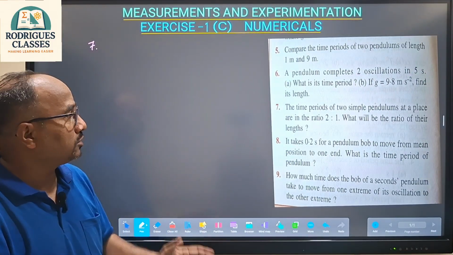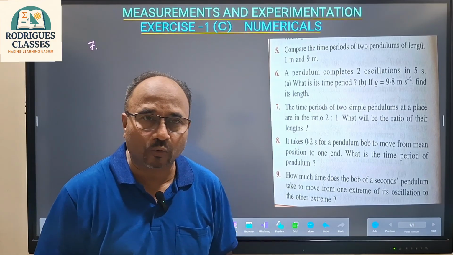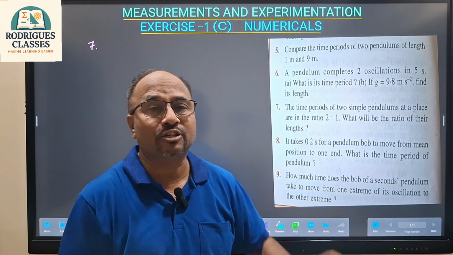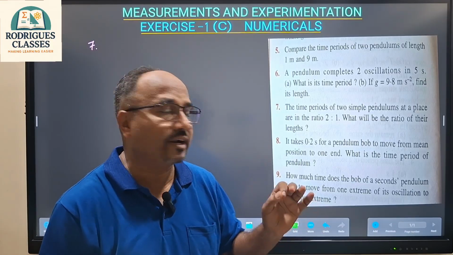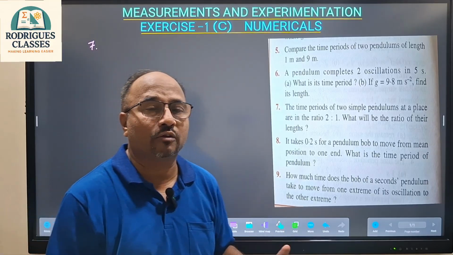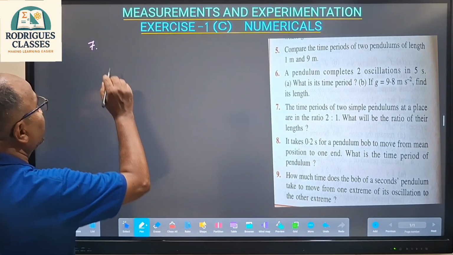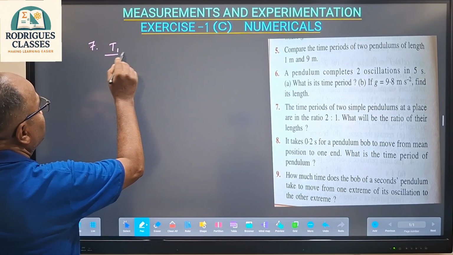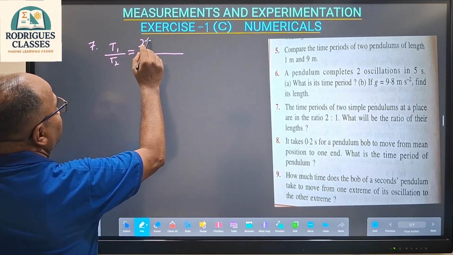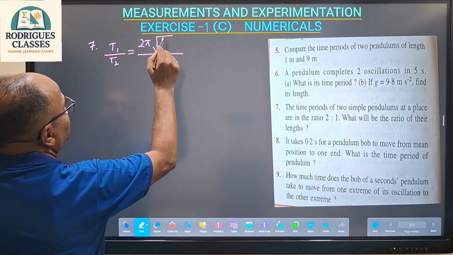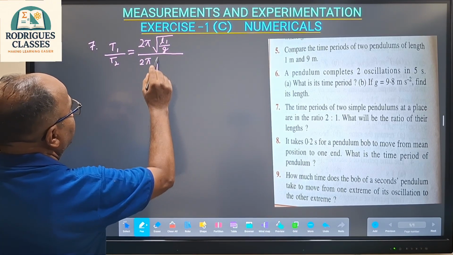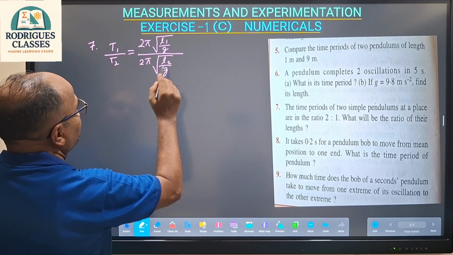So let us see now the next one, which we have to do, the 7th one. The question is, the time periods of 2 pendulums at a place are in the ratio 2:1. So the ratio of the time period is given to us. What will be the ratio of their lengths? So we have to find the ratio of the lengths of the 2 pendulums. So again we write T1 by T2 is equals to 2 pi root over L1 by g, and then 2 pi root over L2 by g.